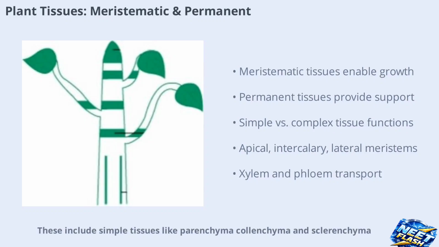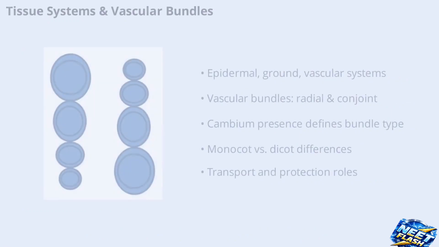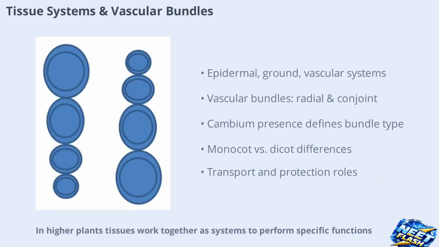to divide. These include simple tissues like Parenchyma, Collenchyma, and Sclerenchyma, each serving specific roles such as storage, support, and mechanical strength. Complex permanent tissues like Xylem and Phloem are essential for transport and support within the plant. In higher plants, tissues work together as systems to perform specific functions. The three main tissue systems are epidermal, ground, and vascular.